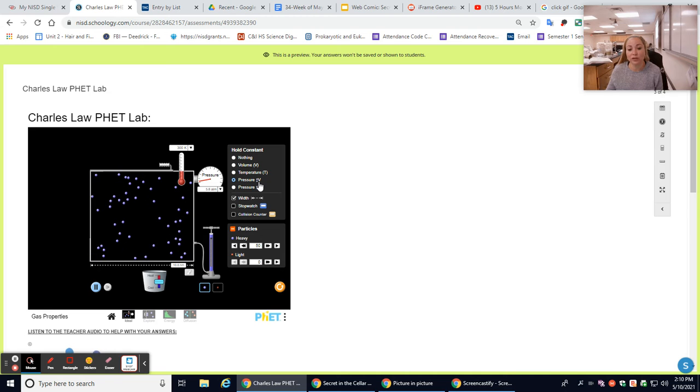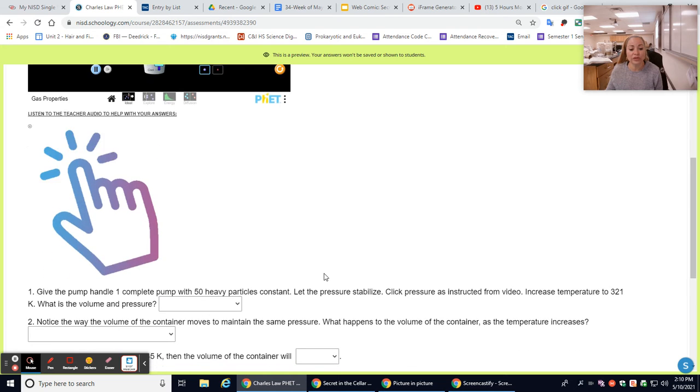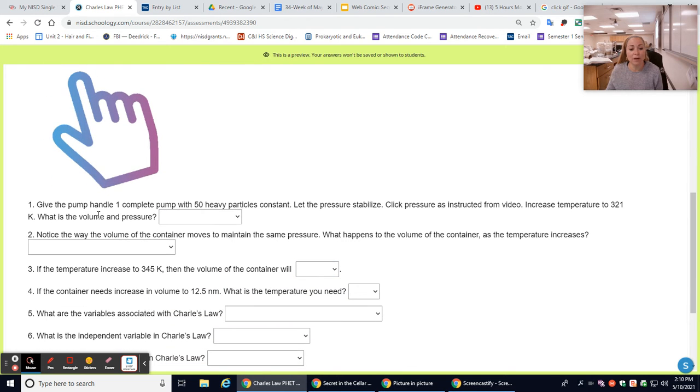However, the volume is the one that will be increasing and decreasing. The first instruction says give the pump handle one complete pump with 50 heavy particles, which we already did. Let the pressure stabilize, which we already did. Click pressure as instructed, we already did. Then increase the temperature to 321 Kelvin. And then what is the volume and pressure?